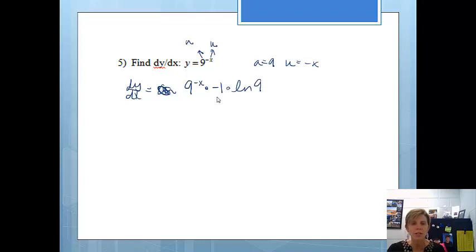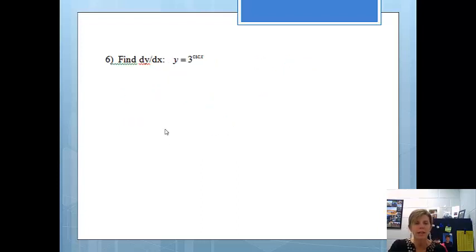And so then just cleaning this up a little bit, we could go ahead and put the negative 1 out front, because that's usually where we write negative numbers. So we have dy dx equals negative 9 to the negative x times the natural log of 9. So that's what my answer would be. And you can't simplify it anymore from there.